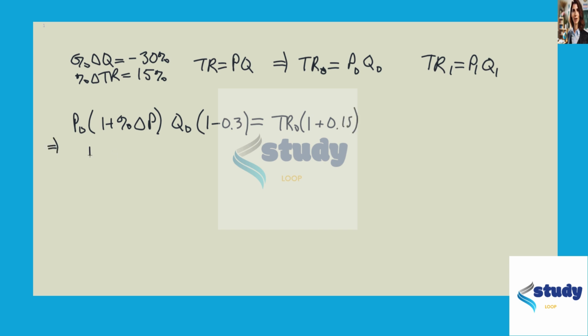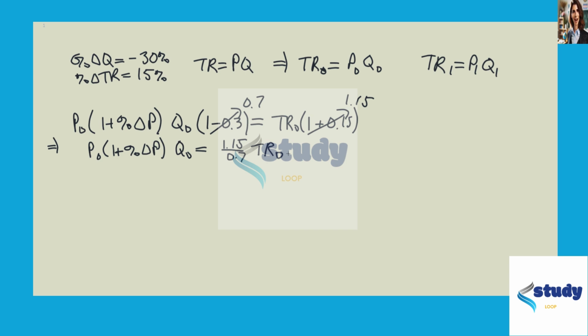So ultimately what this all means is that, just rewriting the first term again, we have a 0.7 for the percentage change in quantity. I'm going to just divide this value over to the other side to simplify it a little bit. And over here we have 1.15. So when I divide by 0.7, it's going to look like 1.15 over 0.7 times the initial total revenue.